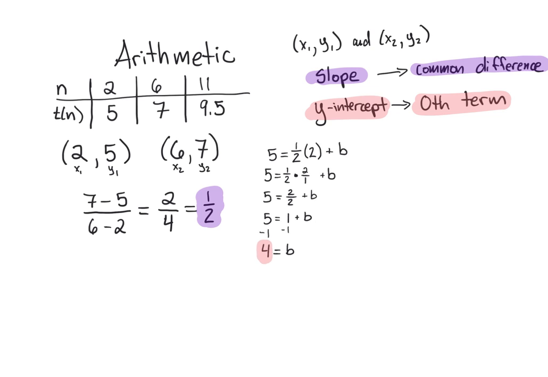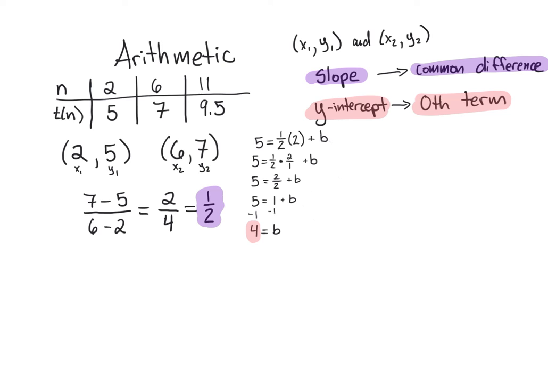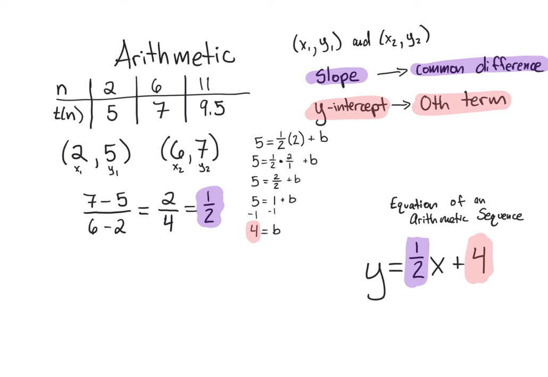The last step in writing our equation for this arithmetic sequence is to write the equation. If we were writing a linear function, just the equation of the line between points, we would write y equals 1/2, our slope, times x plus 4, our y-intercept. The only things that change when we want to write this in sequence notation are the y becomes t of n, and the x becomes an n.